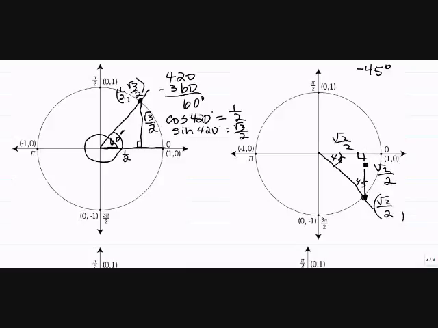On the y-axis, I go down, square root of 2 over 2. So the y-coordinate is negative square root of 2 over 2, which means the cosine of negative 45 degrees is square root of 2 over 2. The sine of negative 45 degrees is negative square root of 2 over 2. Yes, cosine's always the x, sine's always the y. It's supposed to be a negative sign. I don't know why I can't keep hitting it. There we go. Yes, sir?